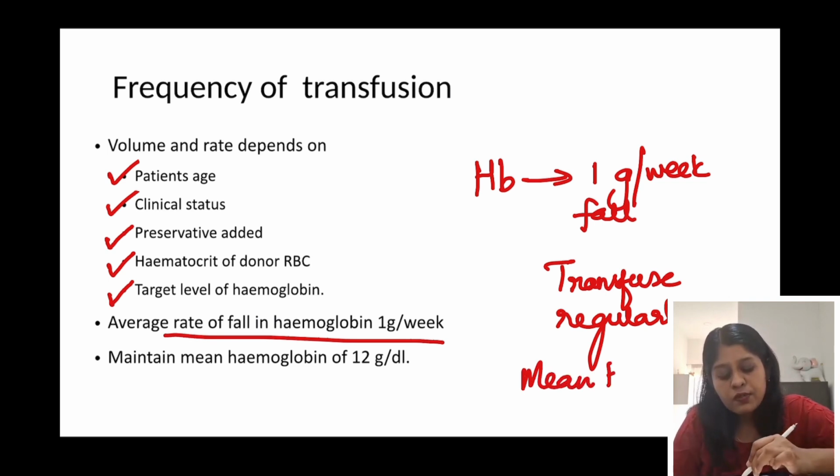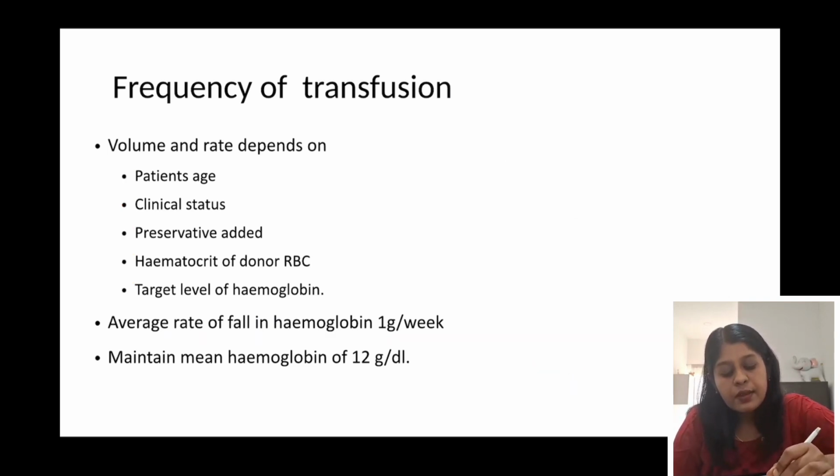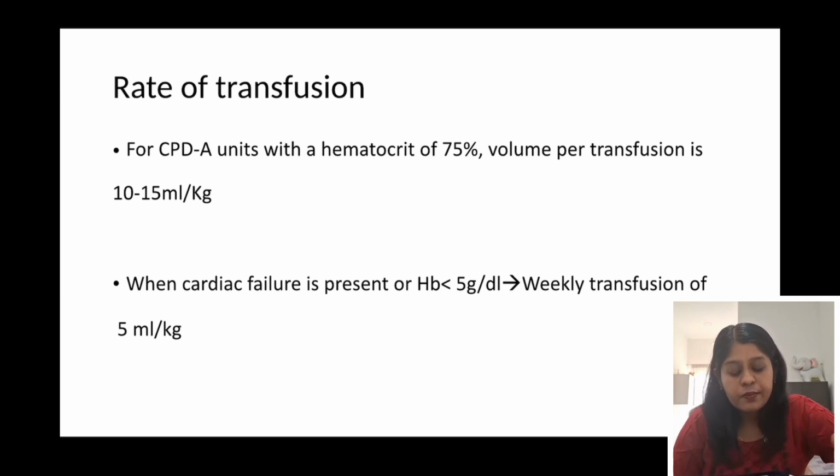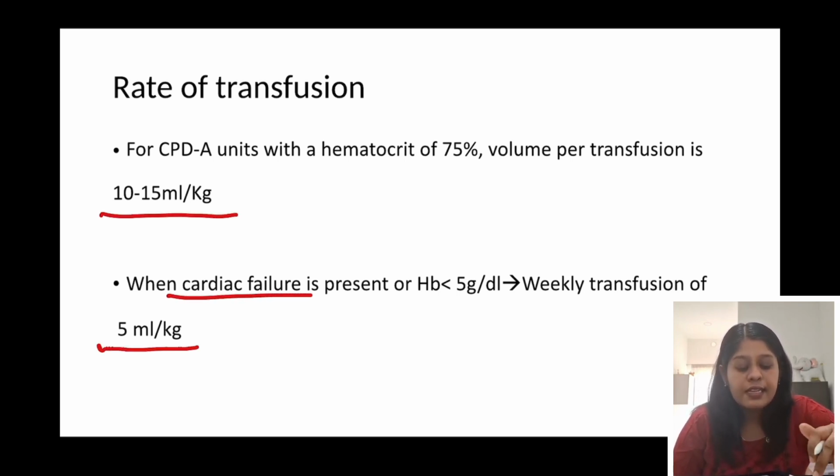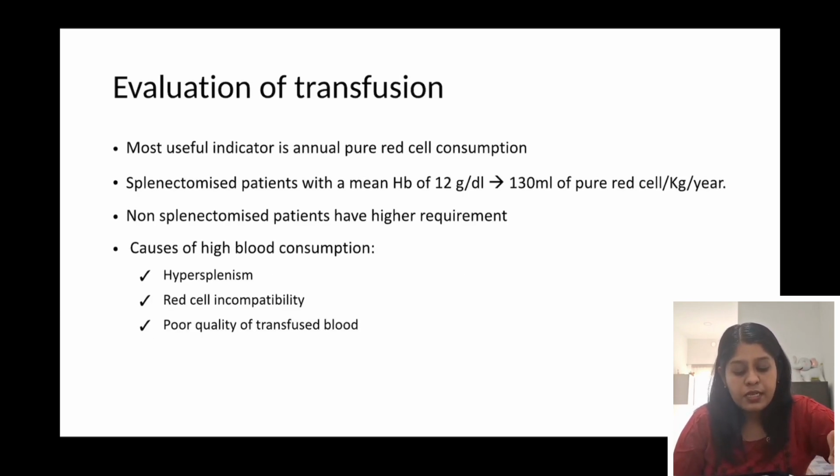Rate of transfusion for CPDA units with a hematocrit of 75%, you transfuse 10 to 15 ml per kg. If it's cardiac failure, you transfuse 5 ml per kg in children. Weekly transfusion you can give. Now how will you evaluate?